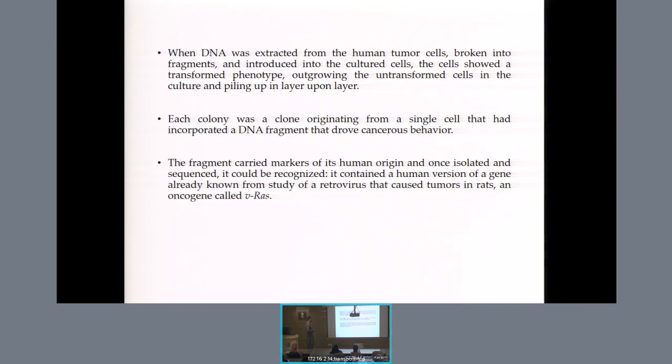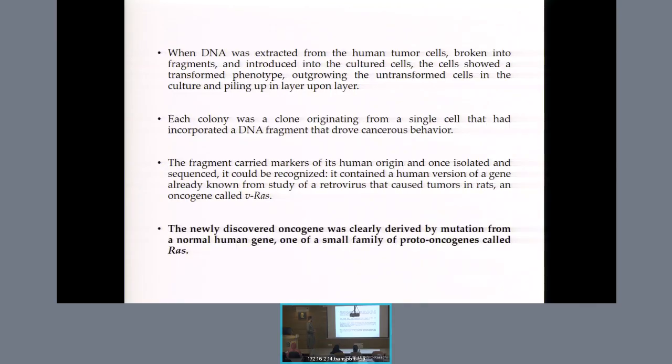It contained a human version of a gene already known from study of a retrovirus that caused tumors in rats. When it was sequenced, they got a sequence. When you BLAST a sequence, many of you must have done it, it shows a similarity table of what your sequence is most similar to. So when they did it, the sequence showed similarity with a rat sequence. And it was already known that in rats this particular gene causes tumors. So this is how the whole thing was discovered: if it is in rats, it may be a similar mechanism present in humans as well.